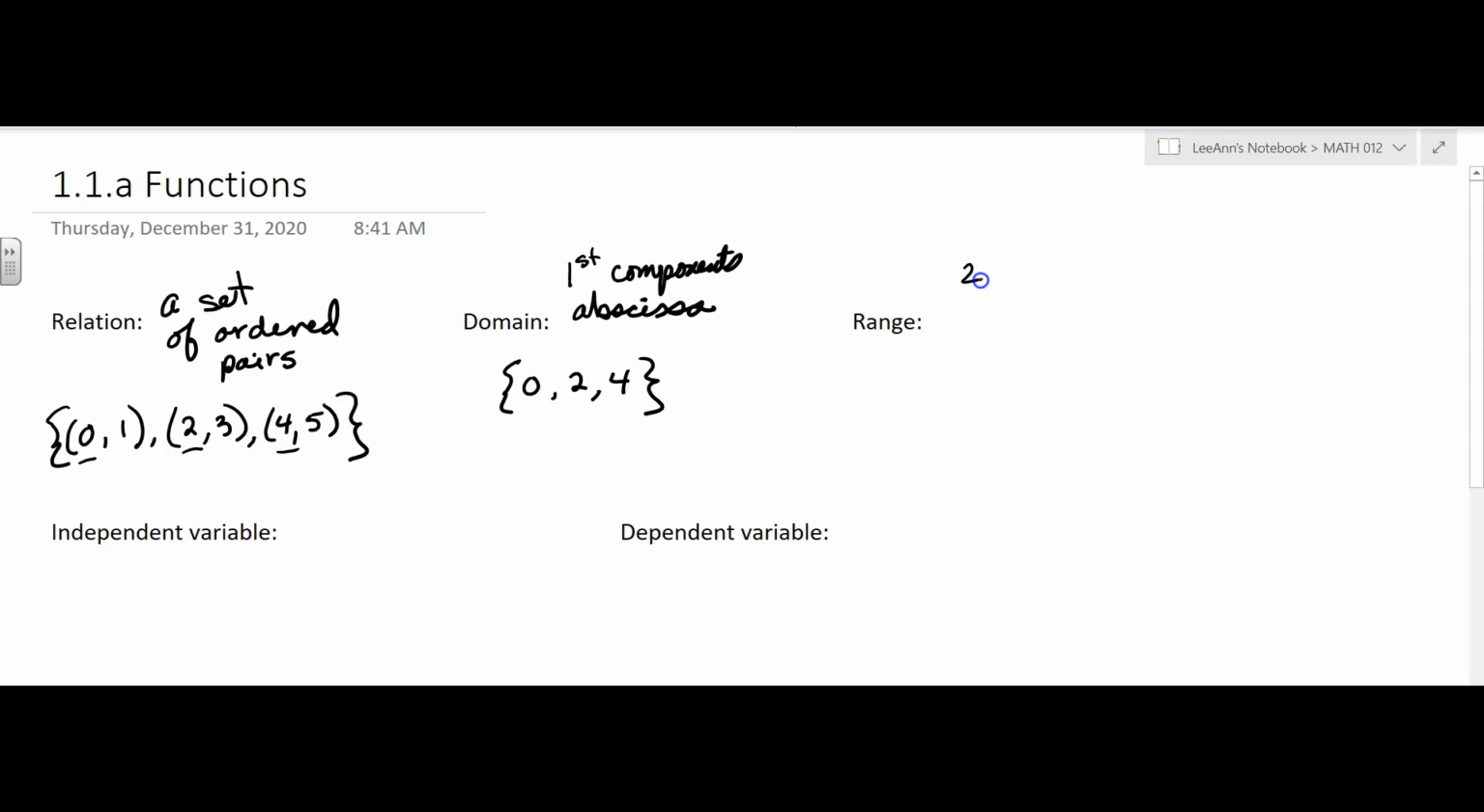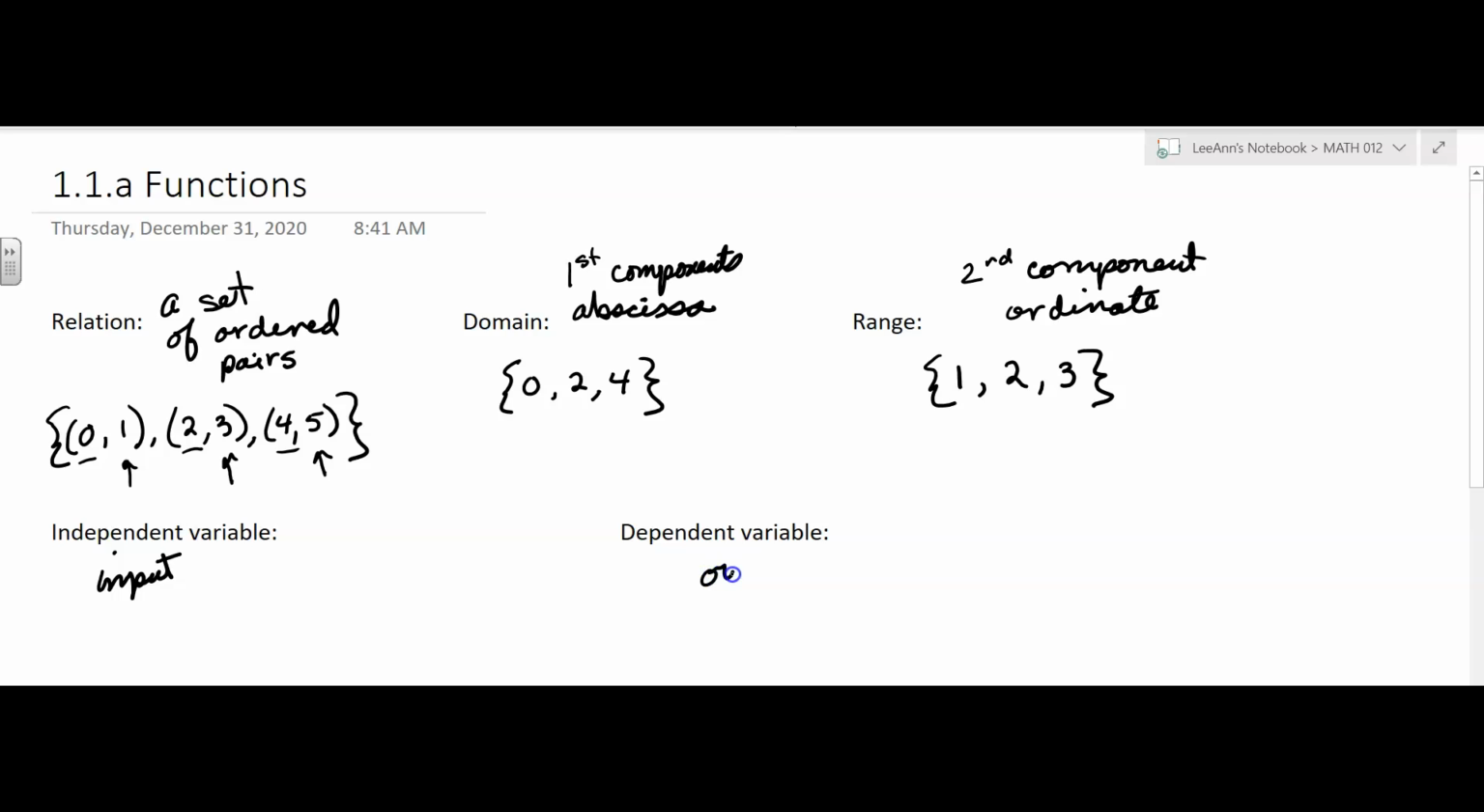The range is the second component, or that's called the ordinate. And that would be, in this case, the second components, which would be 1, 3, and 5. Okay, so in a relation you have the independent variable, which is referred to as the input, and a dependent variable, which is the output.